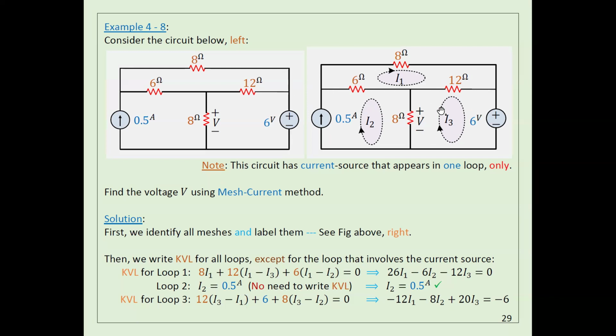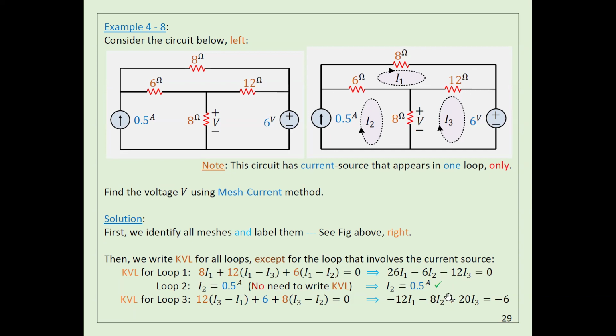The second equation, you can get from the other loop. The current here is actually I3 minus I2, which is 0.5, times 8. Here, the current in the 12 ohms is actually I3 minus I1. So both of them are unknowns, okay? And then plus 6. This way, I have two equations in two unknowns, and I can solve them, okay?